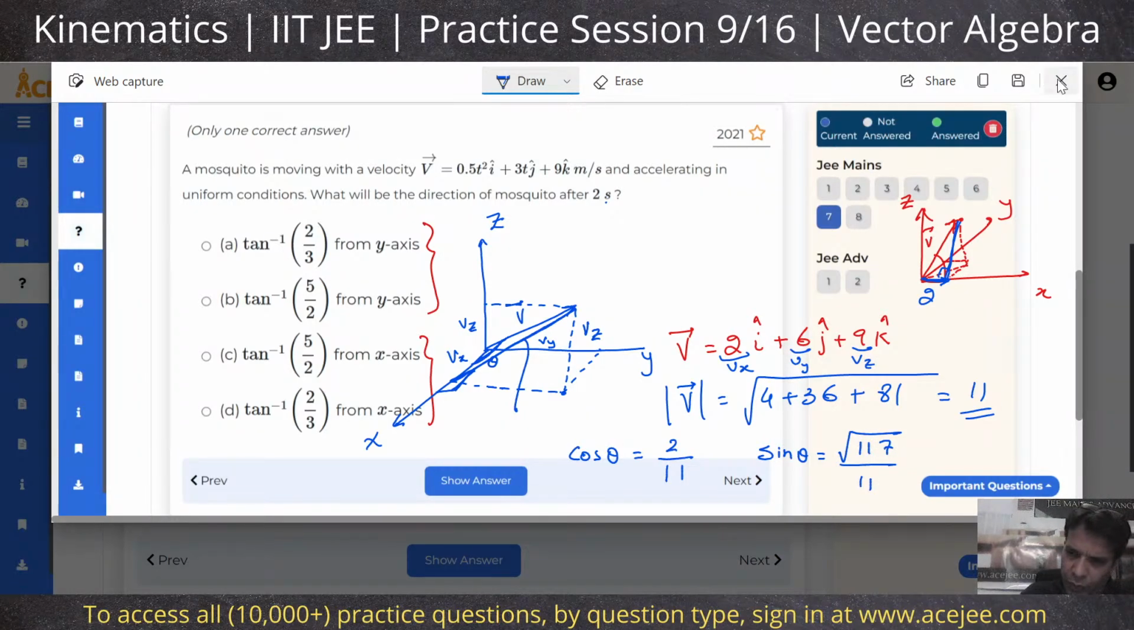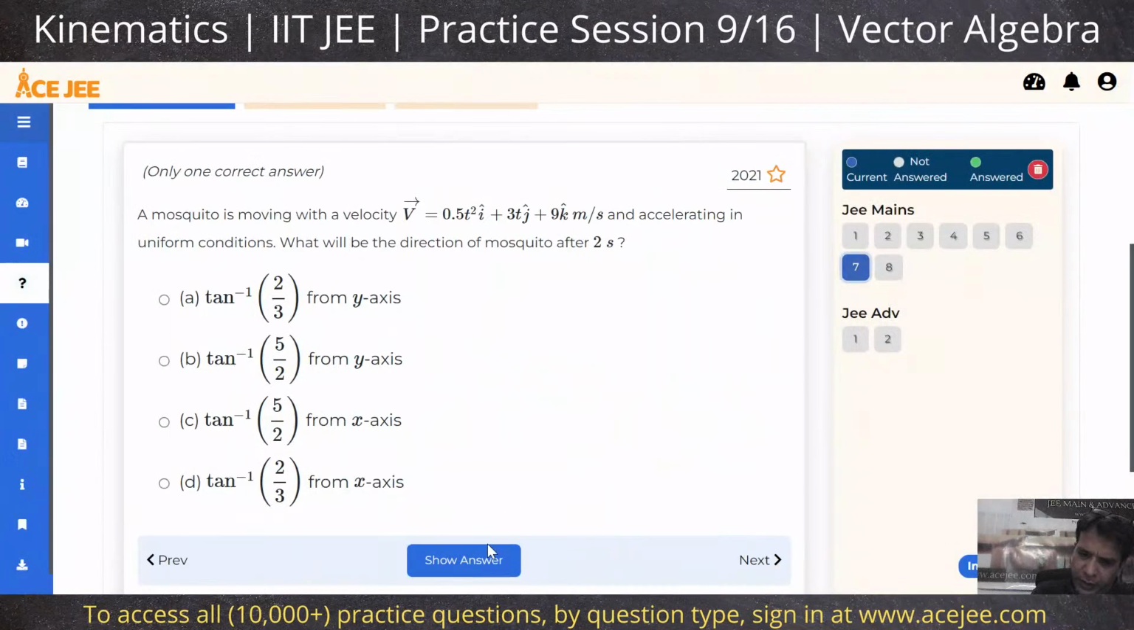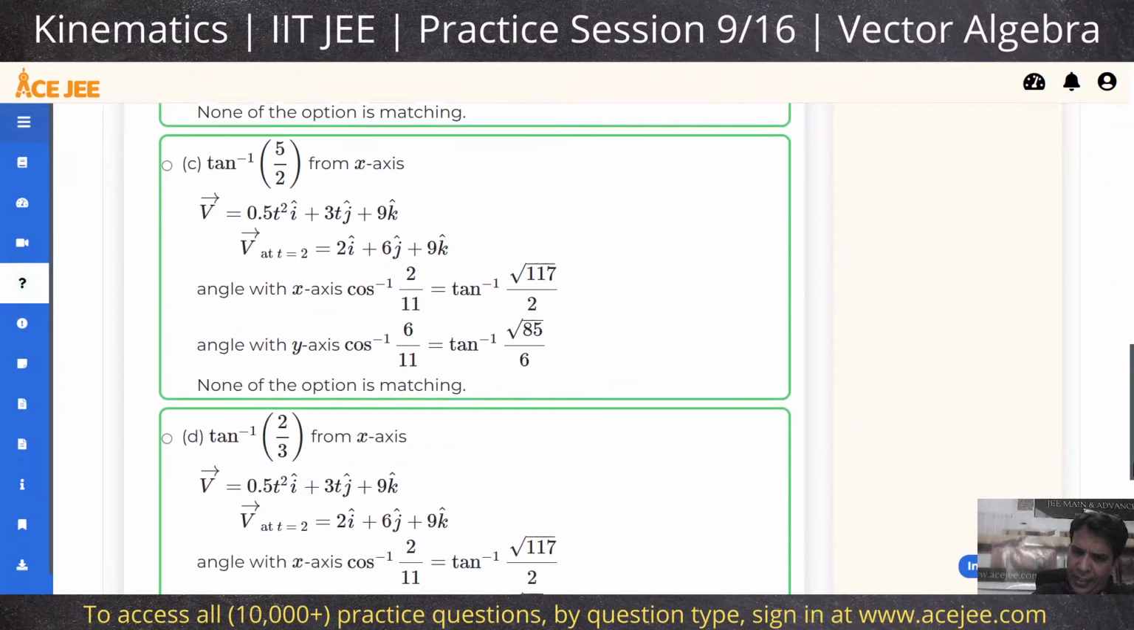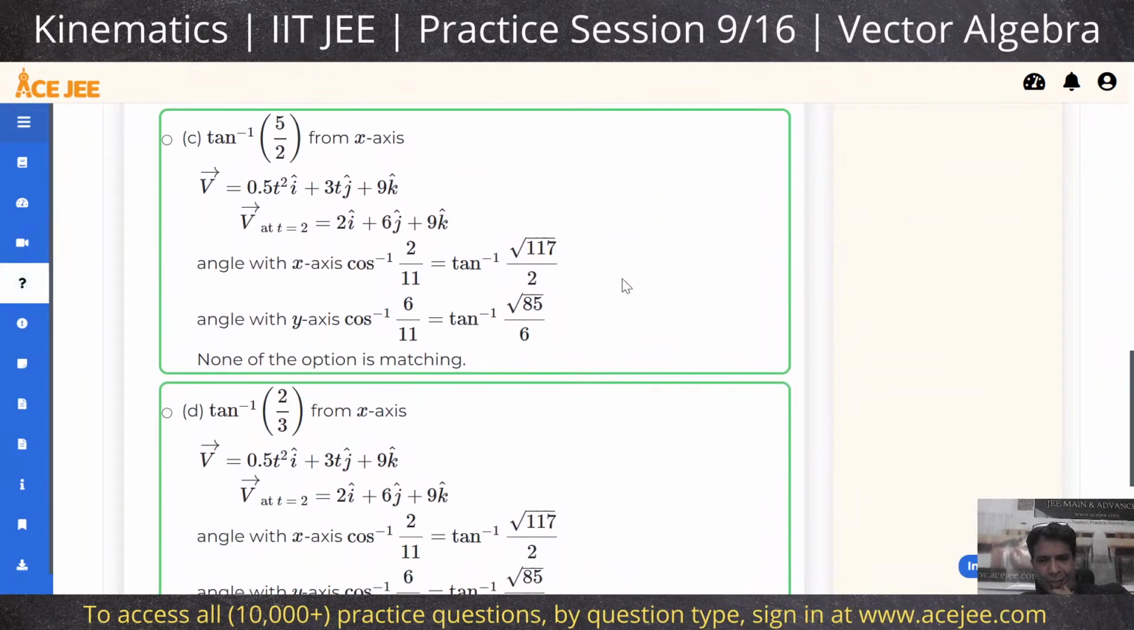Let me just check if this was a bonus question. Oh, this is a bonus question. So there is an error they have made. You are right, beta Ruchika, when you were doing it now. So root 117 by 2. So that is correct.